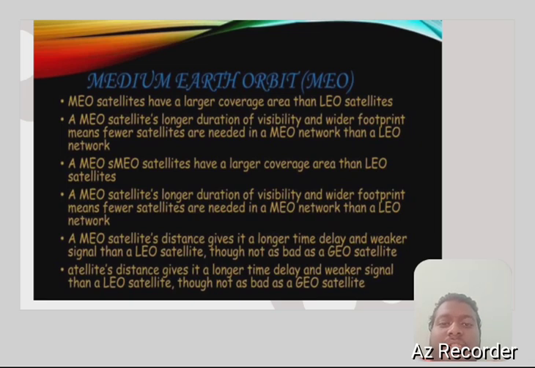A MEO satellite's distance gives a longer time delay on the signals than a LEO satellite, though not as bad as a GEO satellite.